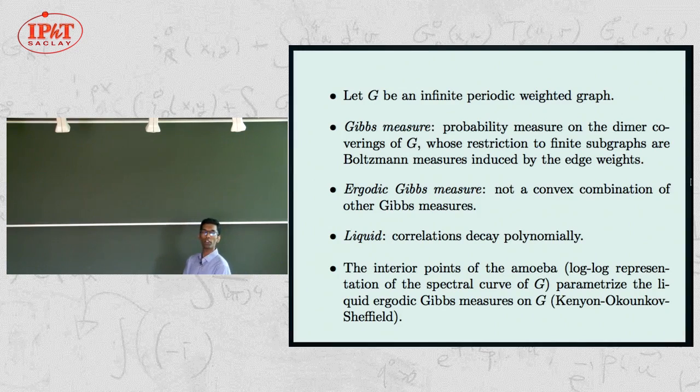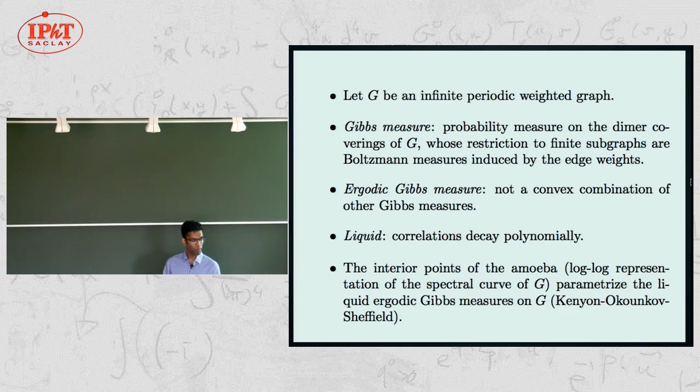Gibbs measures for the dimer model are not unique in general. There is an entire convex set of Gibbs measures, and the extremal points of that convex set are called ergodic Gibbs measures. These are Gibbs measures which are not convex combinations of other Gibbs measures. And among all these ergodic Gibbs measures, I'm going to consider a specific subclass of them, which are called the liquid ergodic Gibbs measures. An ergodic Gibbs measure is called liquid if the correlations between edges decay polynomially with the distance between edges. So this may seem a little bit abstract for now, but there is somehow a concrete way we manage to have a grasp on the space of liquid ergodic Gibbs measures.